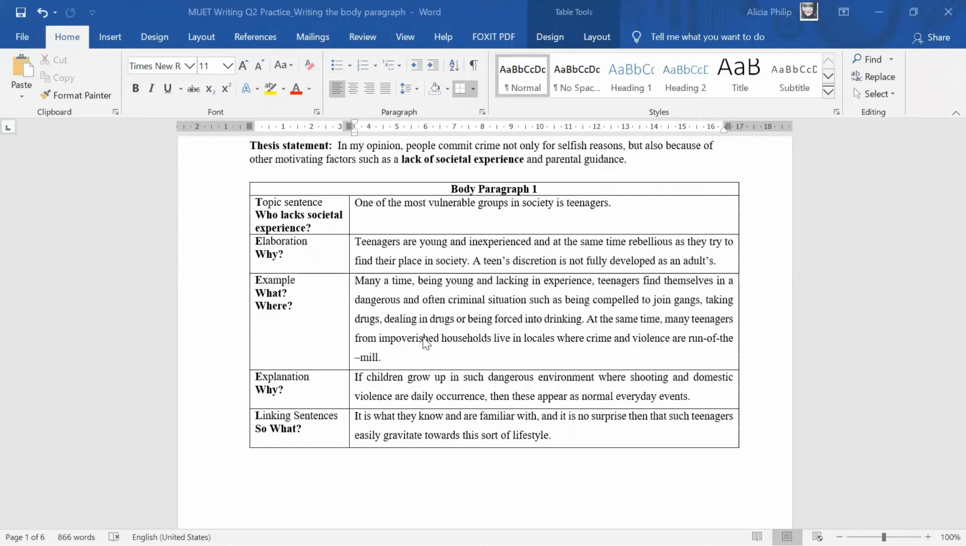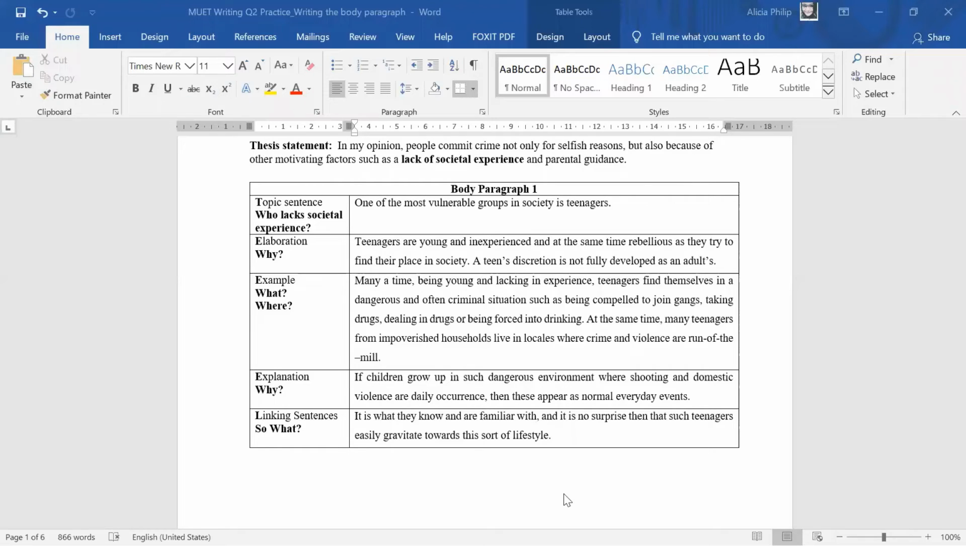Questions? Anyone? No? Based on these two examples, I have actually given you 3 examples. One is the healthy lifestyle, and then here we have another 2 more. Are you clear with how to develop TEEL? Yes. Clear, right? Okay.